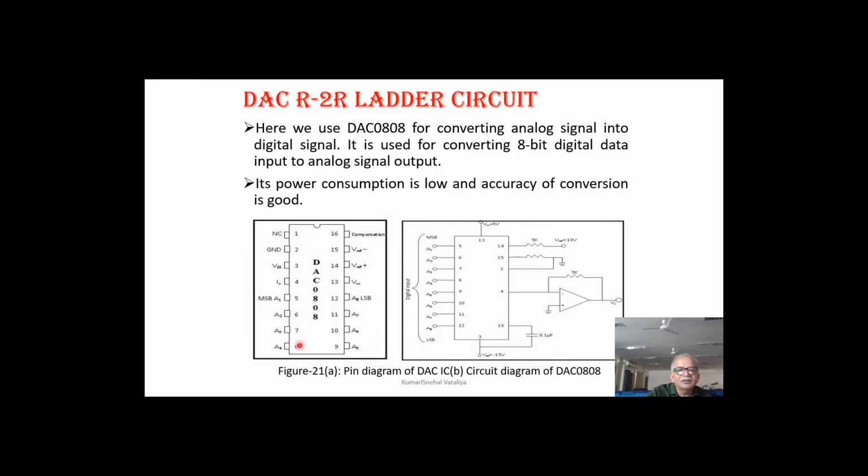These are the input pins, and these are the digital inputs and a ground, and this is the output, with an op-amp at the output, which will give you an output corresponding to this digital number which you have applied. Corresponding to that, you will get a voltage over here. This is a DAC. Accuracy is good because there are 256 levels.